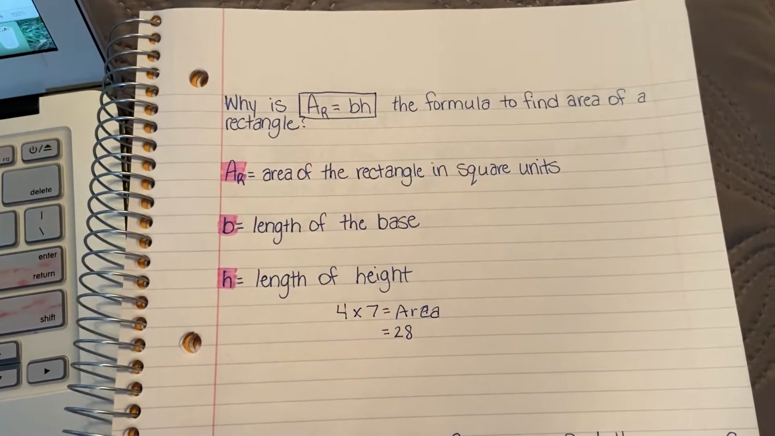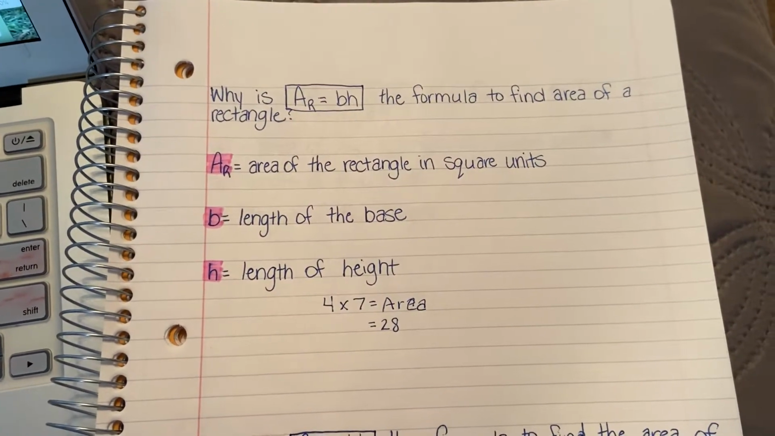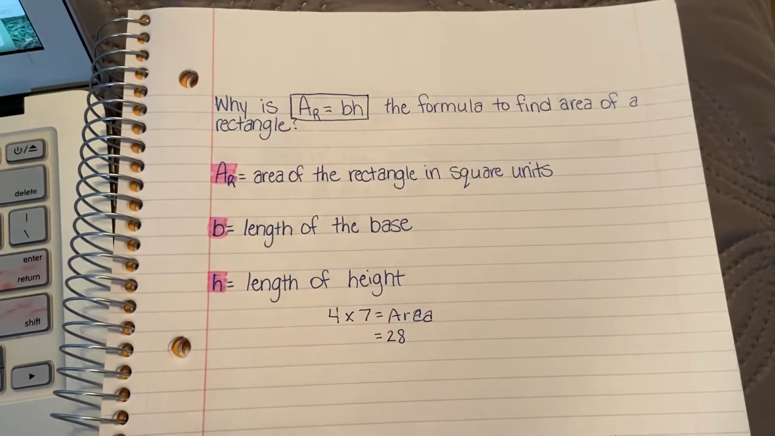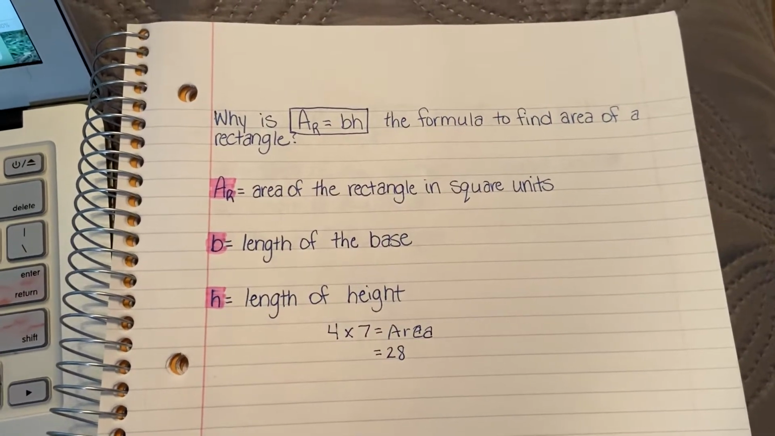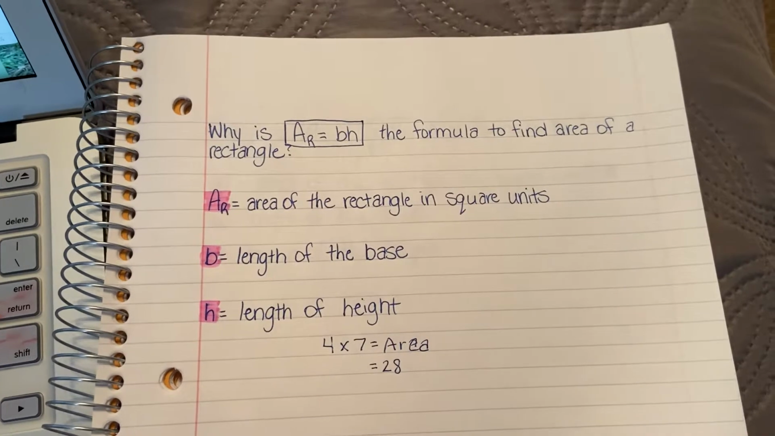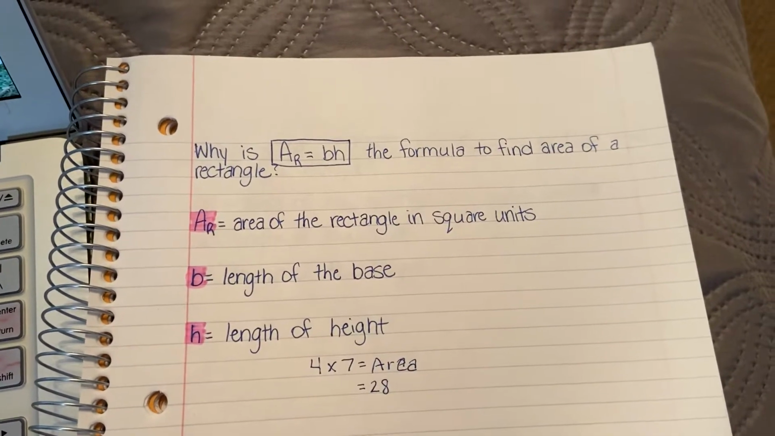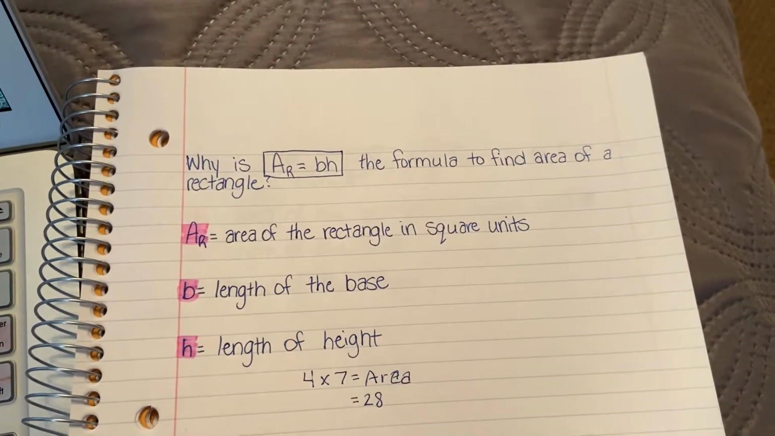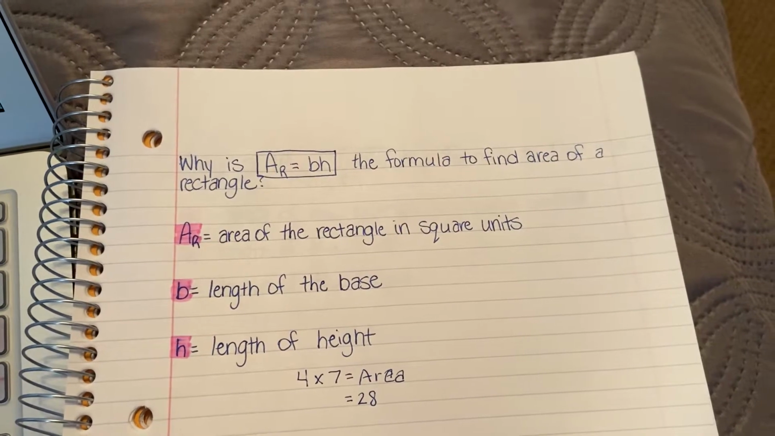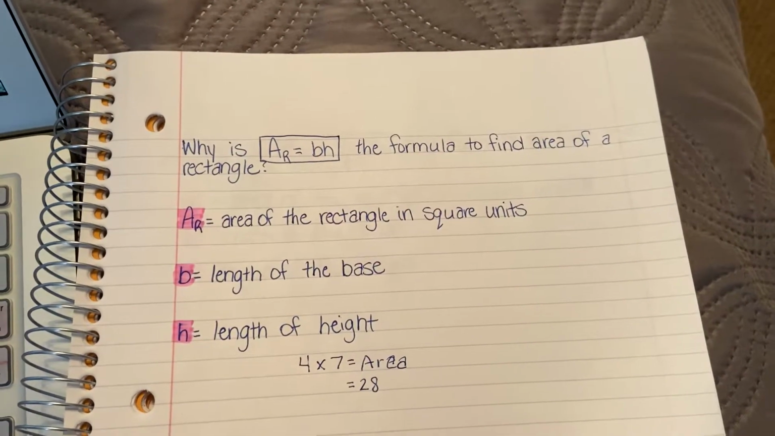Today we are going to figure out why the area formulas for the rectangle, parallelogram, and triangle work. First, we will start with the rectangle. To begin, we must define area. Area is a measure of the amount of space covered and is usually measured in square units.